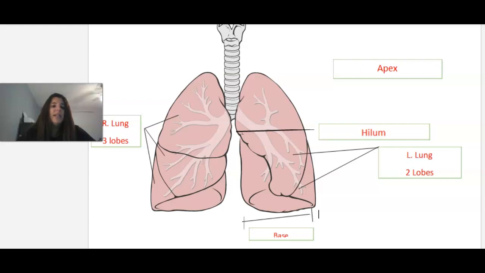Each lung is divided into lobes, and each lobe is divided into bronchopulmonary segments. So the right lung is going to be divided into 3 lobes, and then each one of those lobes will be further divided into those bronchopulmonary segments. And then your left lung is going to have 2 lobes.